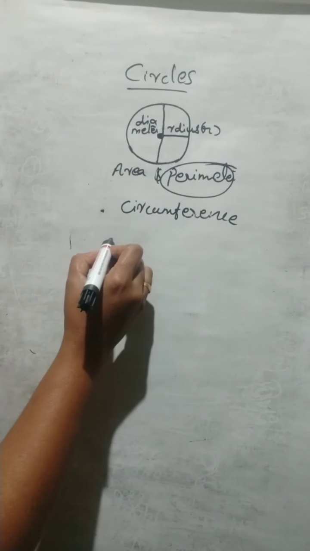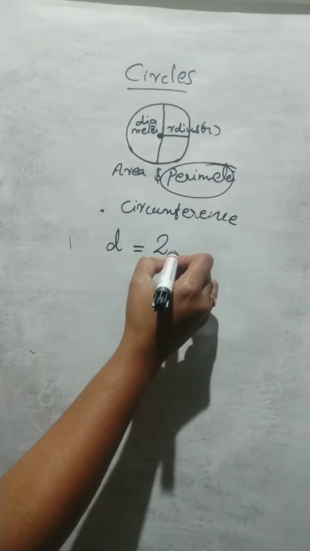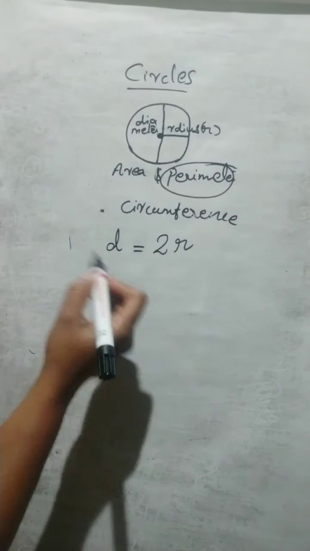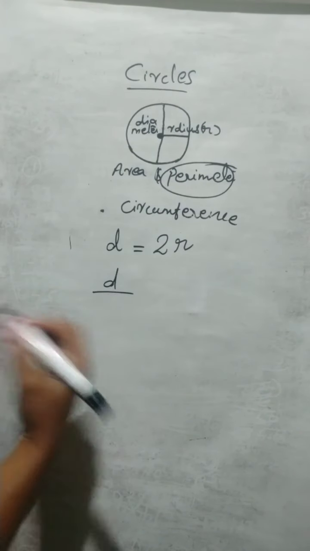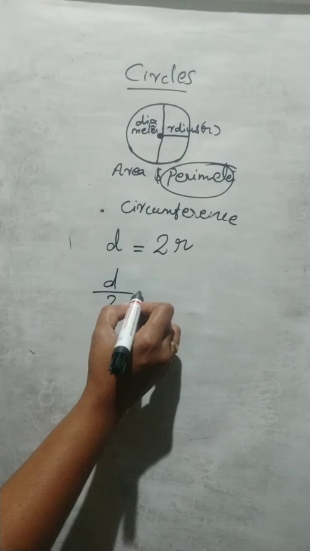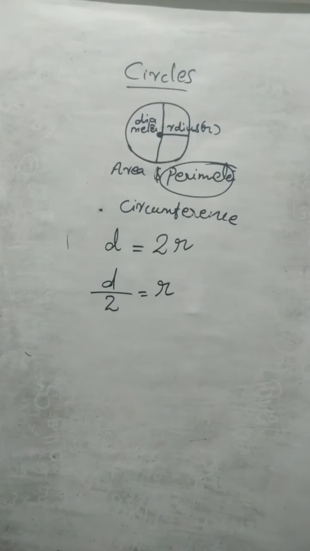So here there is a relation between diameter and radius. Diameter d is equal to double the radius, 2 times r, or when we find half of this diameter, we will get the radius of this circle.